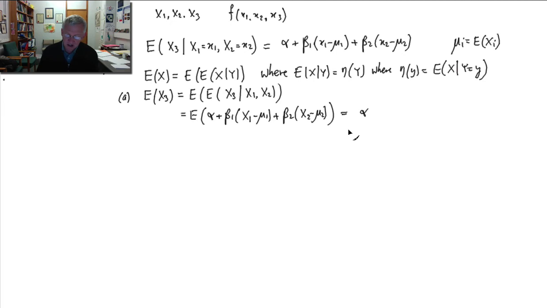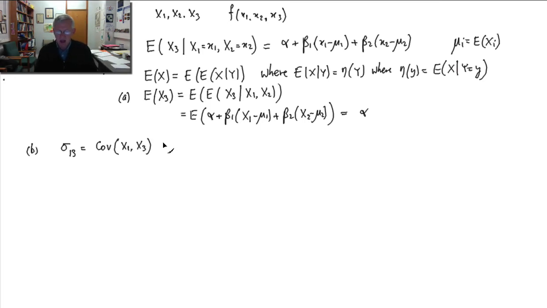Now, in the second part of the question, we need to find expressions for beta1 and beta2. And to do that, we were asked to define sigma ij to be the covariance of xi with xj here. So let's just consider one of those covariances we'll calculate. Let's consider sigma 1, 3. It's defined in the question to be the covariance of x1 with x3.